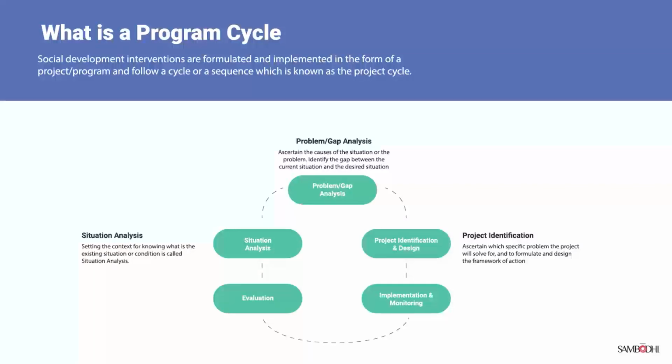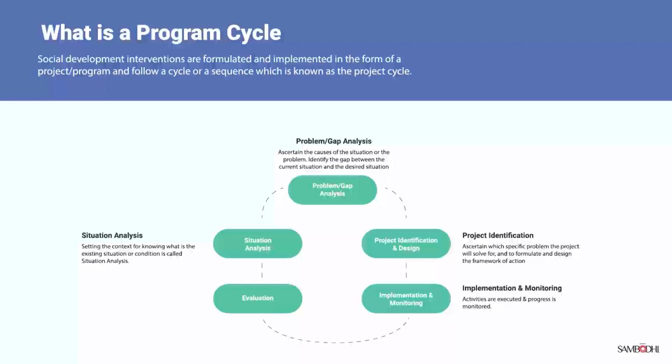This phase involves defining the project idea, objectives, scope, and resources required to implement the project successfully. The team identifies the key stakeholders and develops a plan for managing the project. Suppose a company wants to implement a new IT system. In that case, project identification and design can help define the project scope, budget, timeline, and resources required for implementation. The next step is the implementation and monitoring phase.